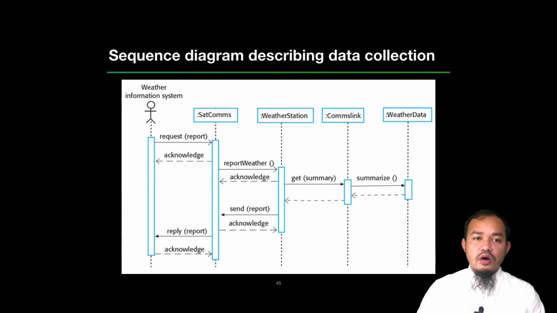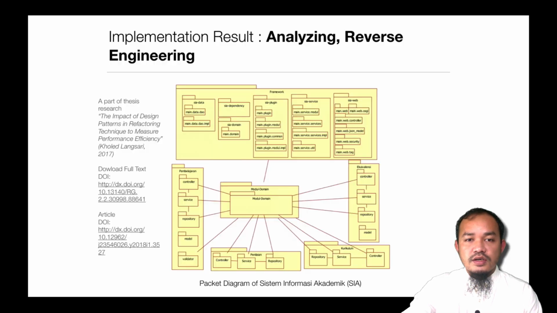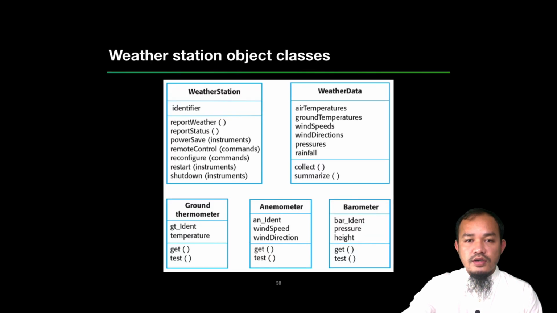This is an example of a sequence diagram of data collection. You look at here, the weather information system is displayed as an actor over there, sending some requests, for example, the same report. If you look at weather data collection, here we have a collect over there, report or something.